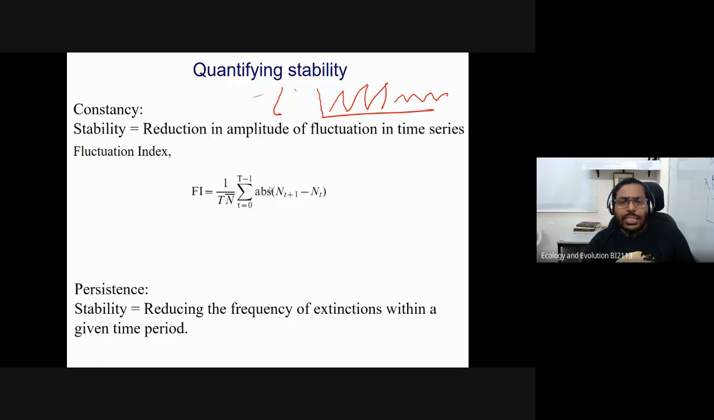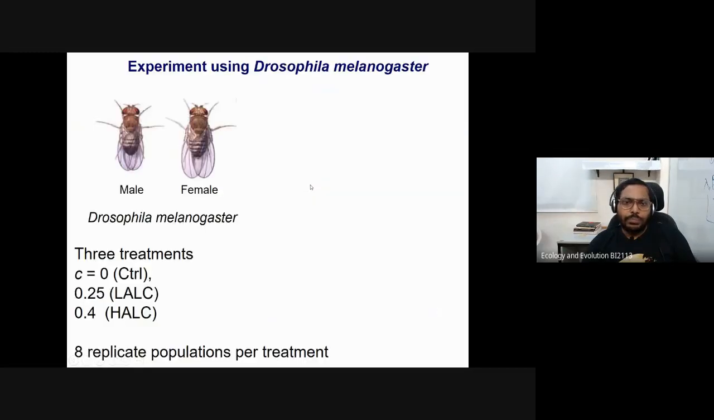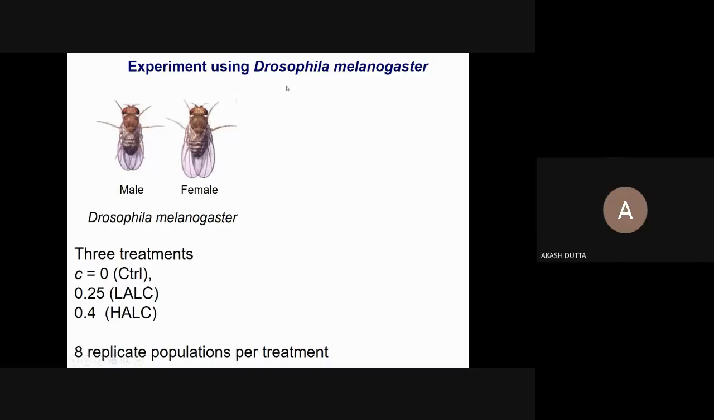Okay, so you can see that these are things which are measurable much more easily and unequivocally, and they can be measured even if you have relatively short time series. You don't need long time series, you don't need fancy mathematical methods to use this. So these were the two things that we ended up choosing, and we did our experiments using Drosophila melanogaster. So this is the common fruit fly.